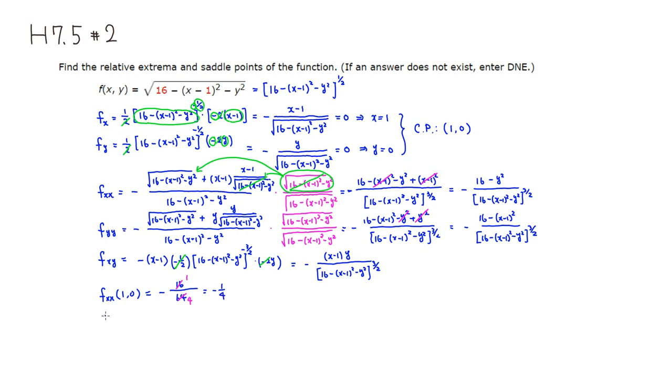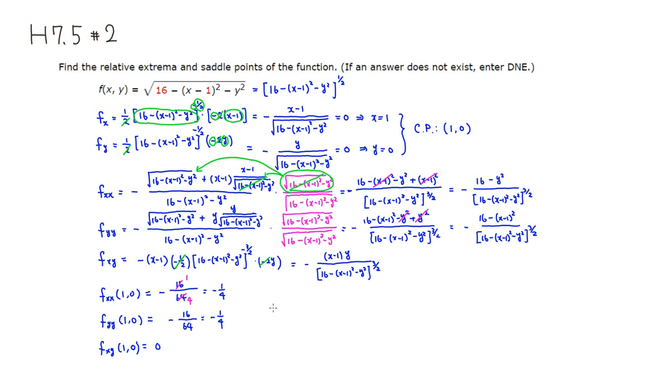Then you have the second partial with respect to y evaluated at (1, 0). Plug in x equals 1, so you have negative 16 on top, and the bottom is again 64, so it's negative 1/4 again. Then how about the mixed partial, x, y at (1, 0)? The numerator is actually 0, so the whole thing is going to be 0.